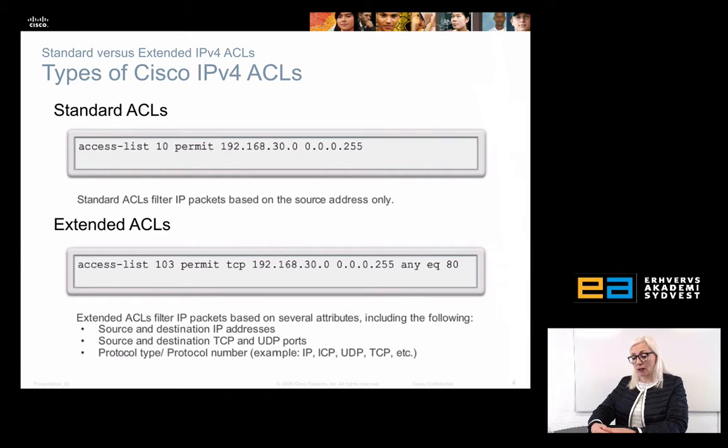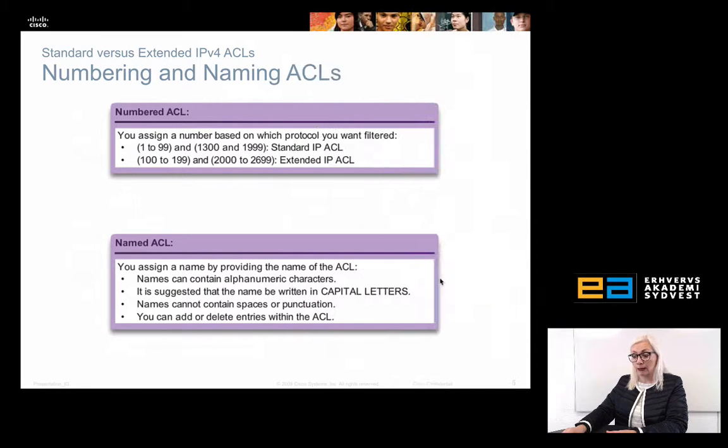The extended lists are more complex. Like in this example here, we can filter whether we want to accept both TCP and UDP packets. In this case it's TCP from 192.168.30 to any network, equal 80, which means that it will filter on port 80. So here we can filter on the type of protocol that we are using, on the port numbers, and on the destination and source IP. So there are many more possibilities using an extended list.